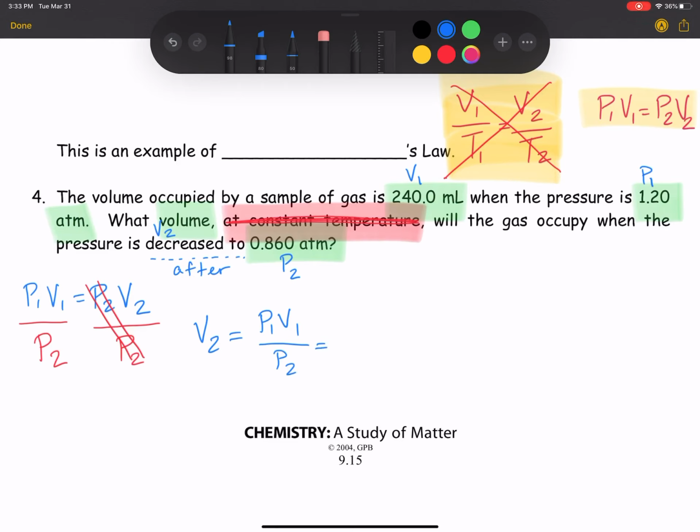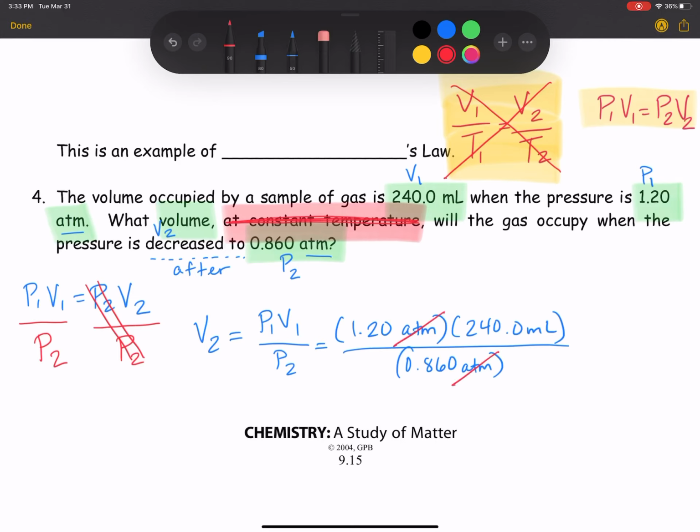And I can go ahead and plug in all of my variables. I have two pressures, and both pressures have the units of atm, so I know that I can put them straight into my formula and not worry about any conversions. So my P1 is 1.20 atm. My V1 is 240.0 milliliters. I'm going to divide that by my denominator, which in this case is 0.860 atm. If you notice, when I check my units, I have atm in my numerator, atm in my denominator, and I'm left with just units of milliliter.